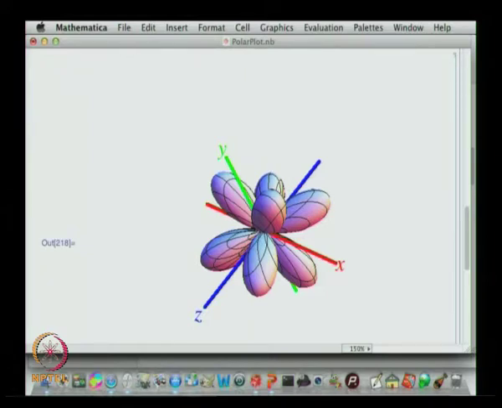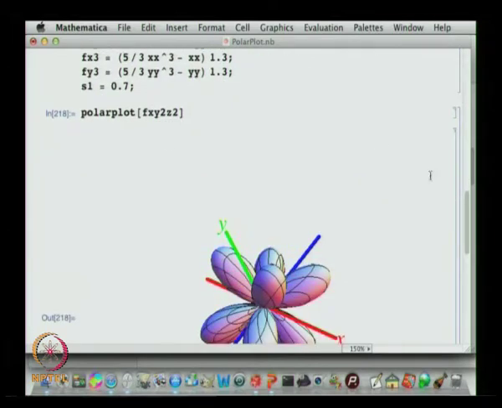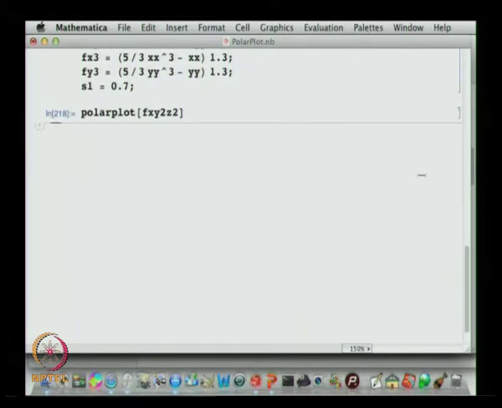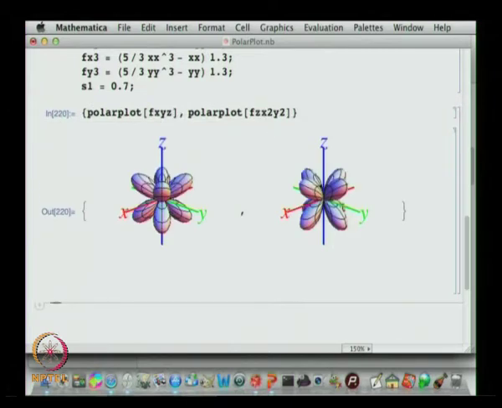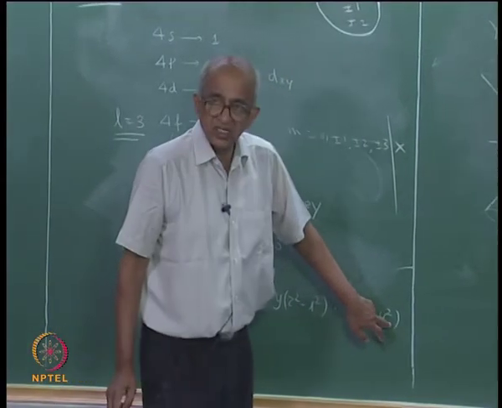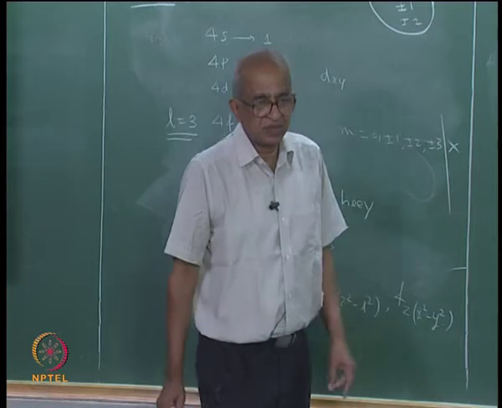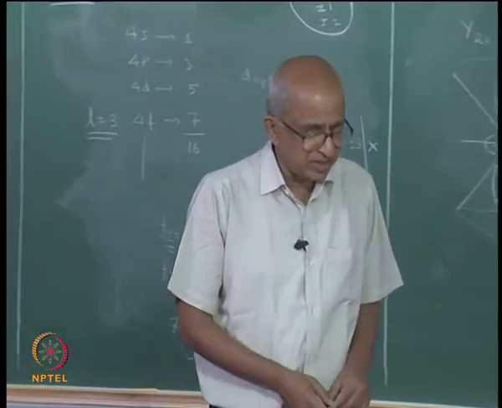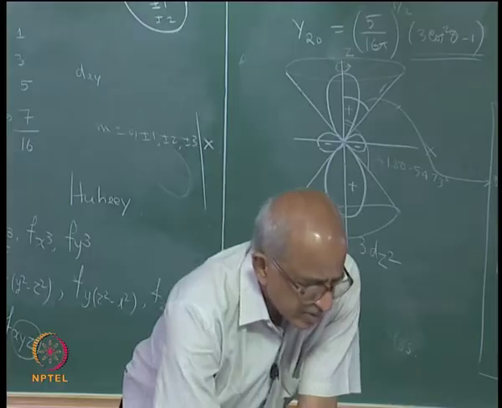Or maybe what I will do is, instead of this, I will first plot another one. If we look at this figure, this is your f xyz, which we have looked at and understood, and this is the other orbital which I am plotting now. What is it? The orbital is f z x squared minus y squared. If you look at the two orbitals, what you should realize is that the appearances are roughly the same.